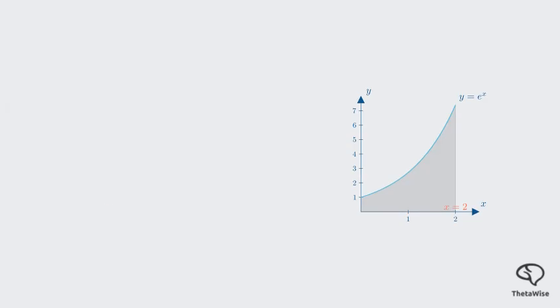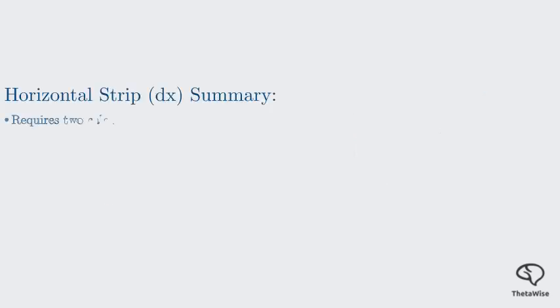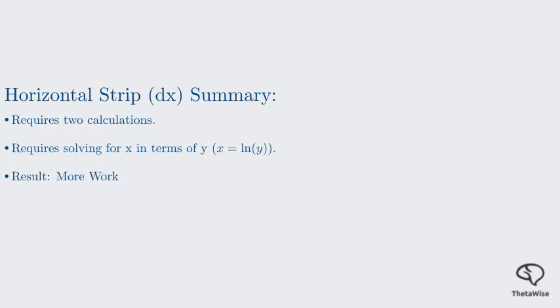So, in summary, using horizontal strips for this problem would force us to do two calculations and would require converting our function to a natural logarithm. This is not the most efficient choice. Now, let's look at the alternative. What if we use a vertical strip instead?